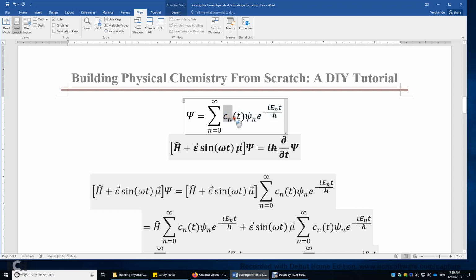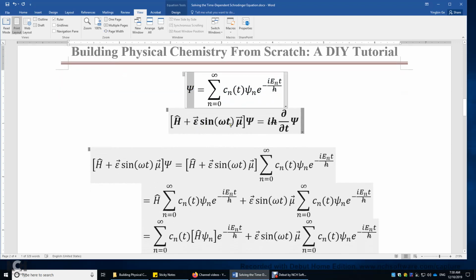So what does this mean? The squared modulus of this c sub n is the probability of finding the system in the nth excited state at time t. So this coefficient may change with time, but this coefficient does not depend on x, y, or z. So this is the expression of this wave function when the system is under the influence of the electric field of a photon. Over here, this is, again, the electrostatic energy. And then we'll have to solve this equation.